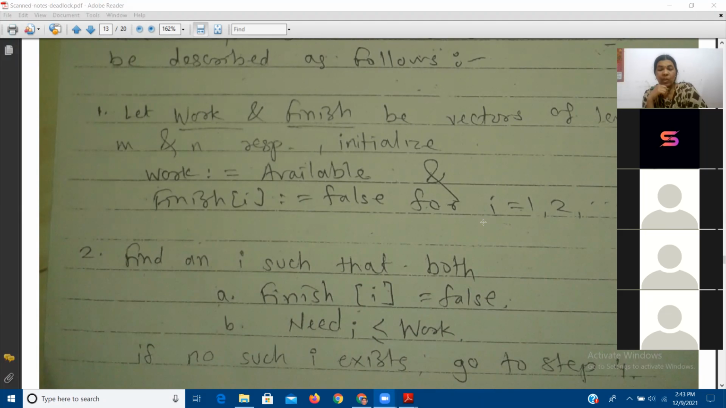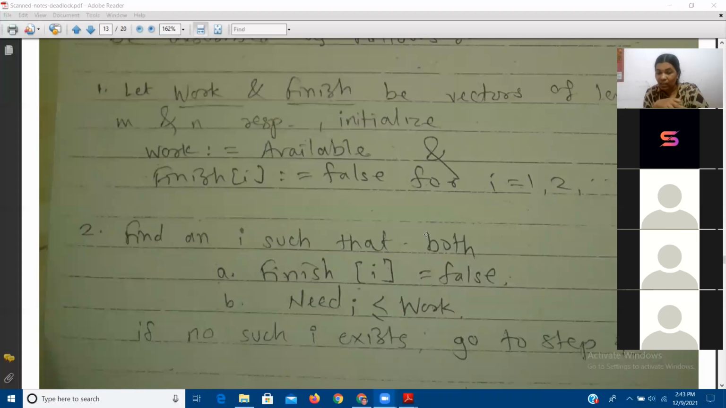See, need of P0 is 5, need of P1 is 2, and need of P2 is 7. So which process need is less than work? P1. Good. So P1's need is 2, which is less than or equal to work. Work is 3. So according to our safe sequence in our previous example, we choose P1 first.